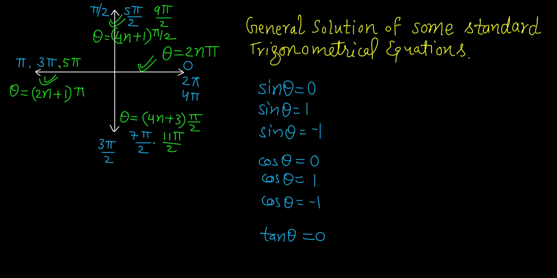But the thing doesn't end here. If you want to combine two lines, suppose you want to combine this and this line, that means you want to combine the odd multiple of pi and even multiple of pi both.